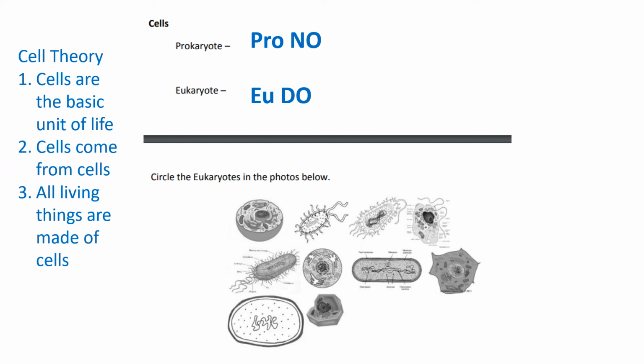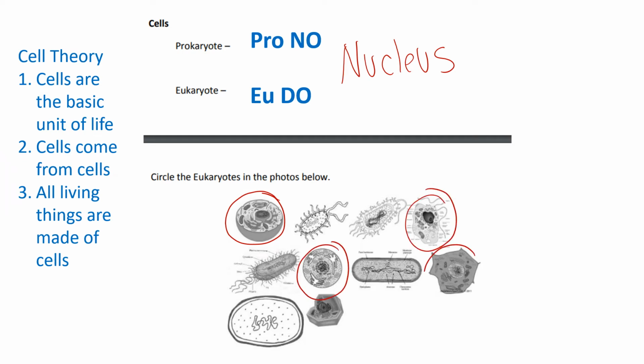Then we have prokaryotes and we have eukaryotes. So an easy way to remember is pro, no, you do, right? And here we're talking about a nucleus. So prokaryotic cells don't have a nucleus, so the DNA is just all bunched up in the middle, and eukaryotic cells do have a nucleus. So down here at the bottom, it says circle the eukaryotes in the photos below. Then I just circle the ones that do have a nucleus, and this is from your notes, so you should know this, and there's going to be 5 that we're circling that do have a nucleus.